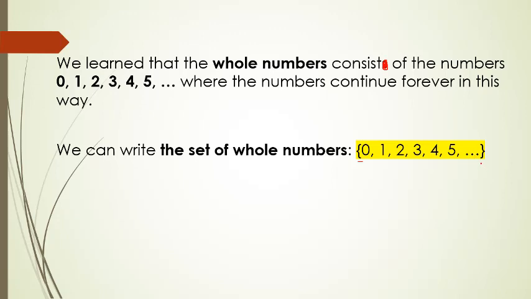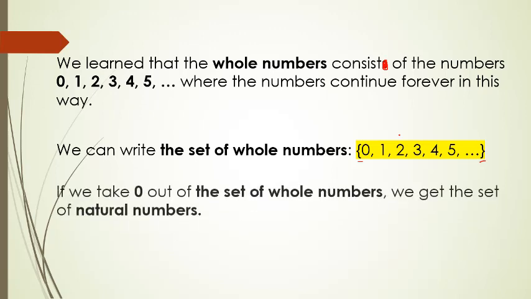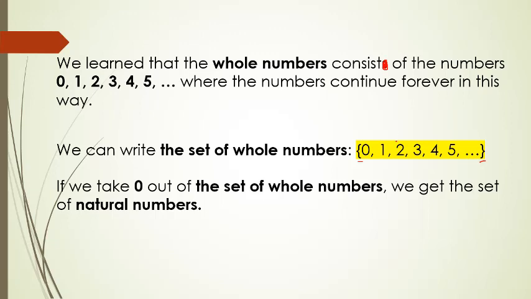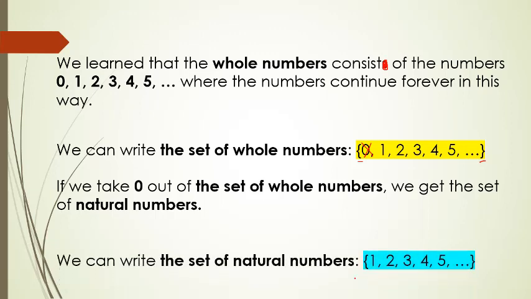Then we say, and we close the braces, and we say that this is the set of whole numbers, 0 and the positive numbers. Then, if we take out the 0 of the set of whole numbers, we get the set of natural numbers, which is this. We open the brace, we have 1, 2, 3, 4, 5, and that means that it continues forever in this way. And we close the braces, we say this one is the set of natural numbers.